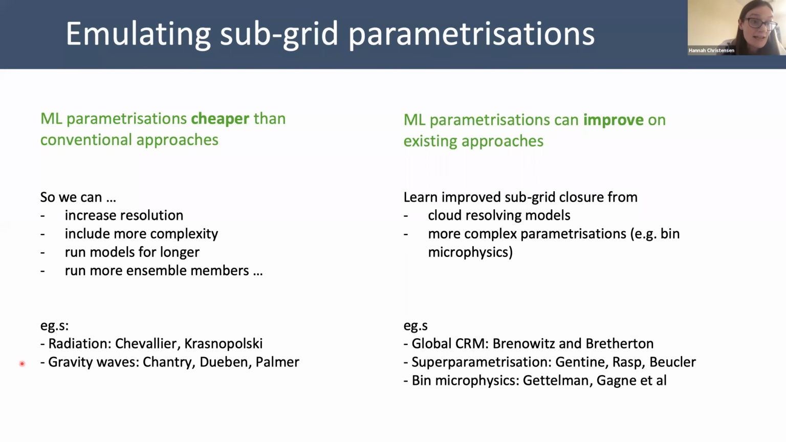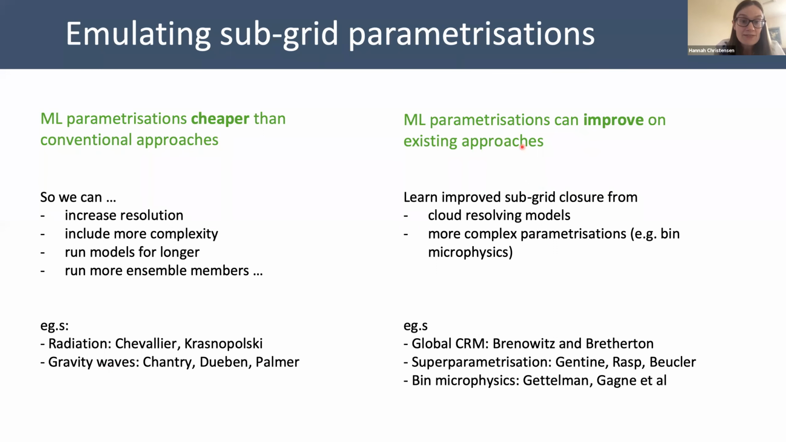And there's a few examples of how machine learning has been used for this kind of approach to emulate existing schemes. So a lot of work on the radiation scheme has been done by Chevalier and Krasnopolsky over the years. And then more recently, there's a nice paper from Matt Chantry and co-authors looking at emulating the gravity wave scheme in the IFS. And for both of these, they were able to mimic the performance of these existing parameterization schemes using machine learning, which then really sped up the schemes.